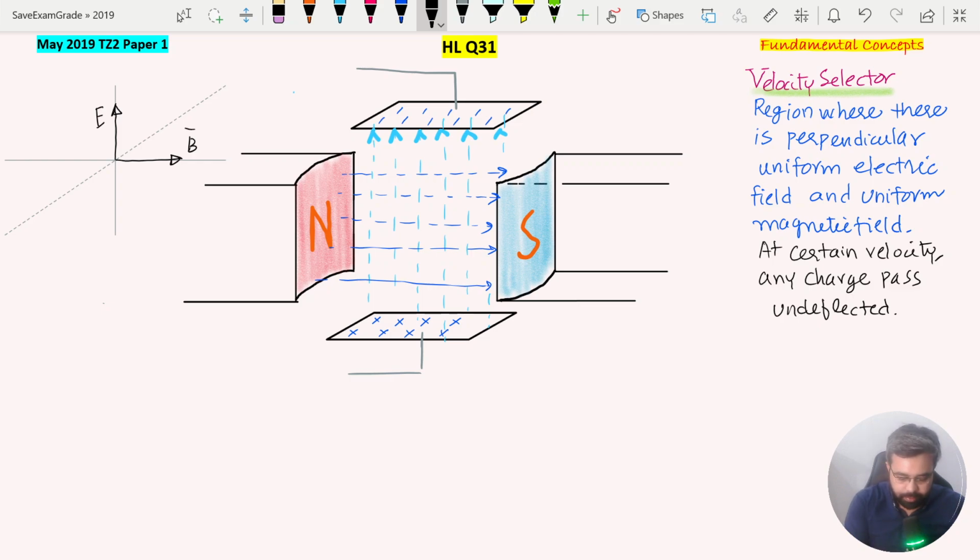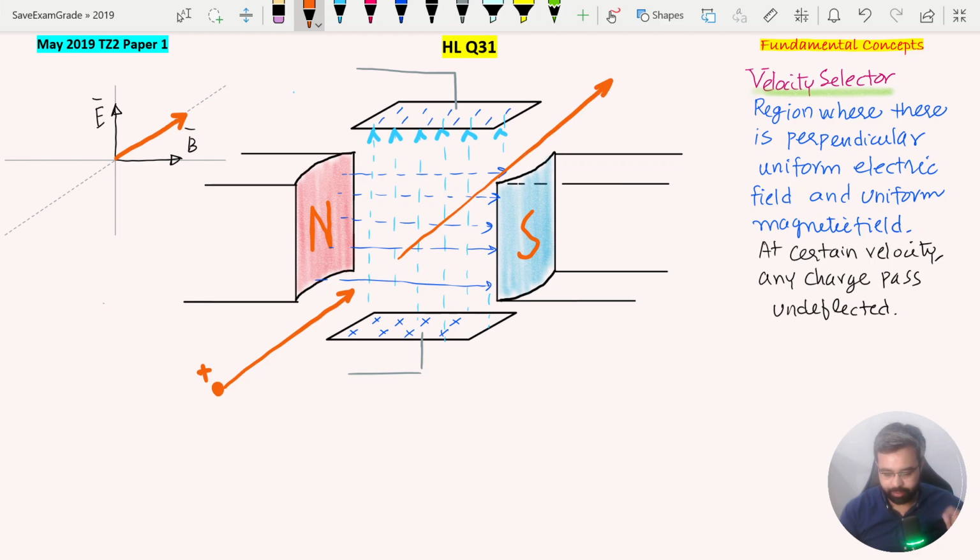And in this region where you have applied both fields simultaneously, if you throw one proton, that is just one proton, let's say along the z-axis, what will happen? It will go undeflected in this field. So if you throw an alpha particle and an electron with the same speed, what will be the path of these two?